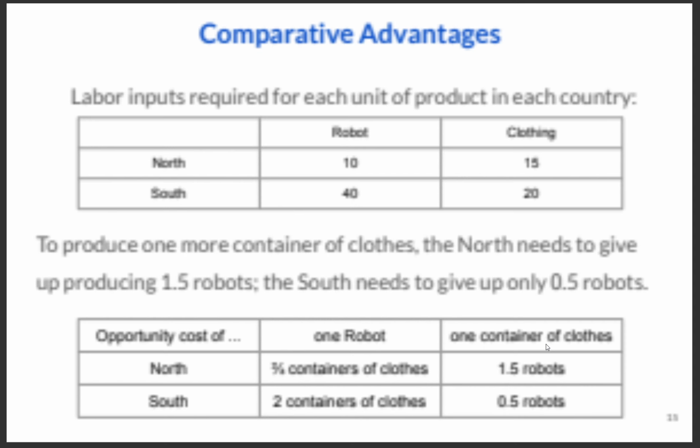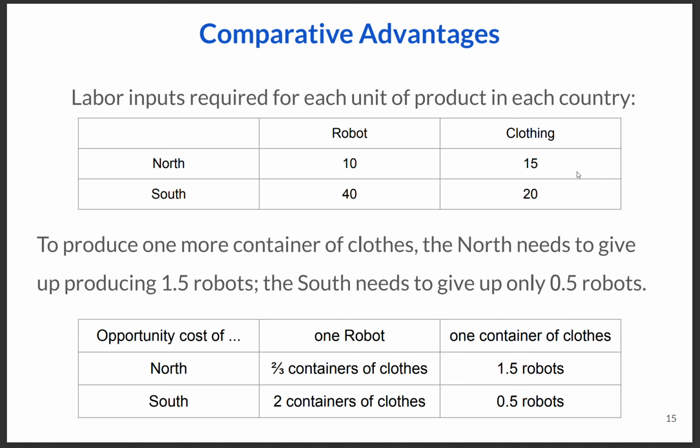This is because the labor inputs that are required to produce 1 unit of clothing in the North is 15. Those units of labor could have been used to produce 1.5 robots in the North, given that producing 1 robot in the North requires only 10 units of labor. The North needs to give up 1.5 units of robots to produce 1 unit of clothing. That's why the opportunity cost of 1 unit of clothing in the North is 1.5 robots.